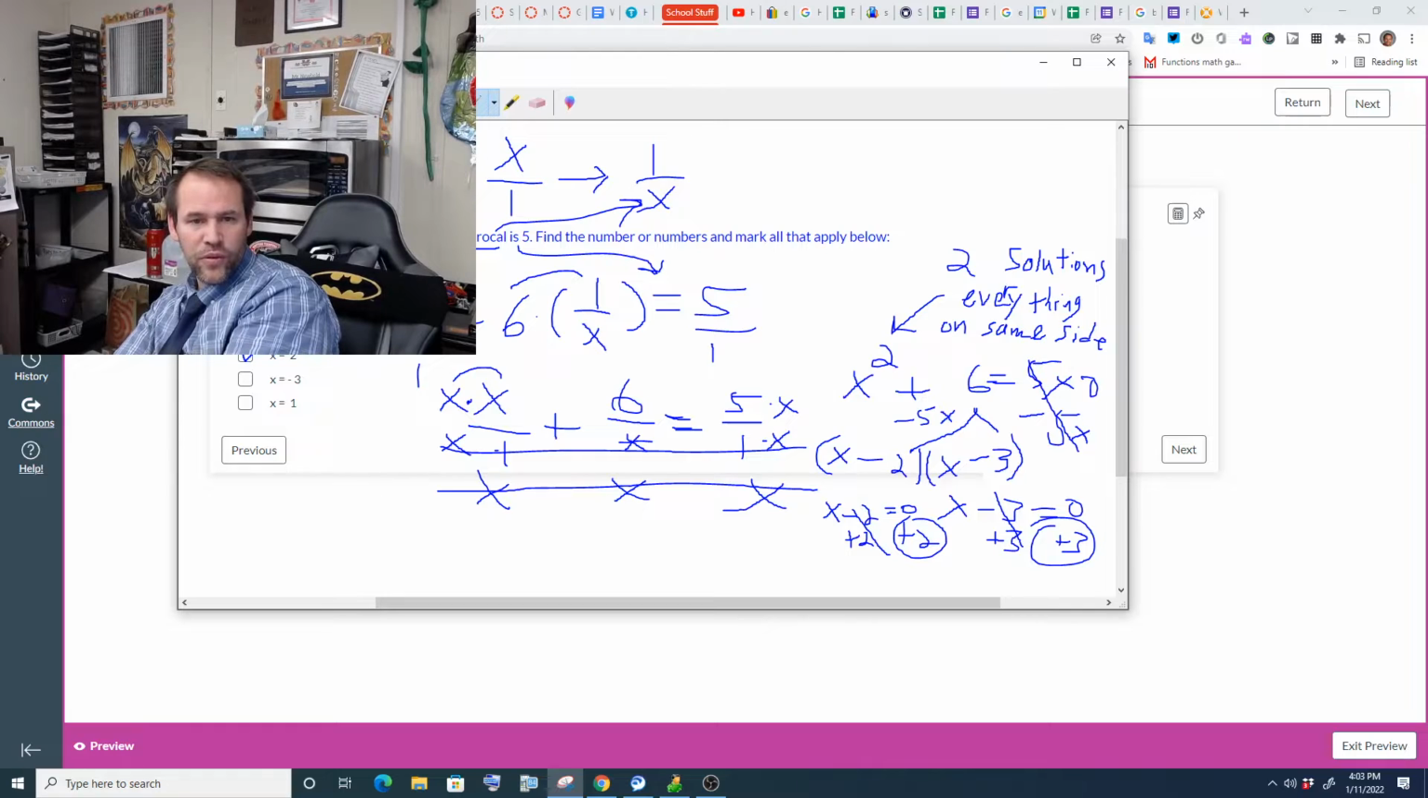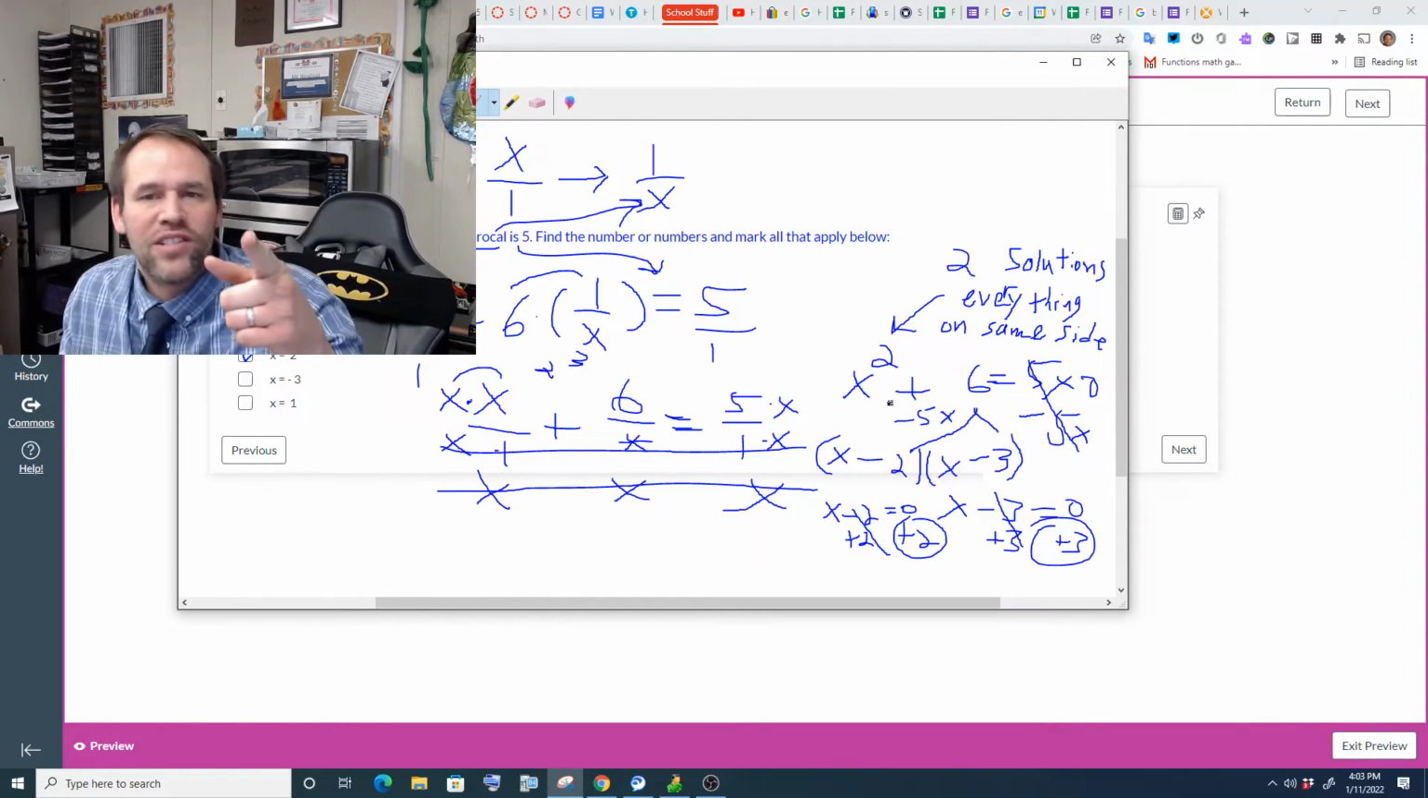Nice. And if you plug it back in, it does indeed work. Because if you plug in a 3, 3 plus 6 divided by 3, 6 divided by 3 is 2. And so 3 plus 2 equals 5. And if you plug a 2 in, 2 plus 6 divided by 2 is 3. And 2 plus 3 is 5. So it works.